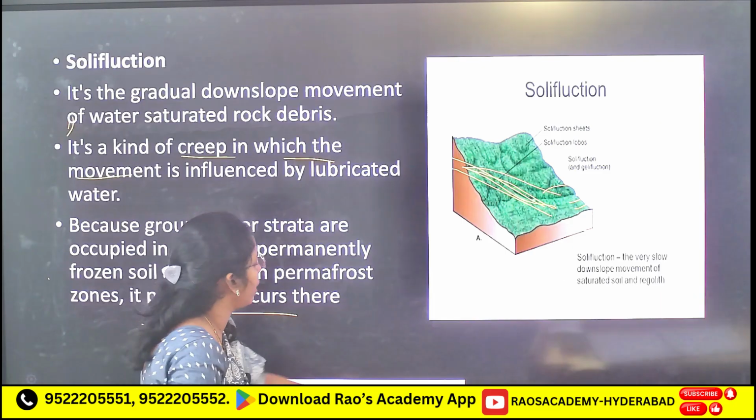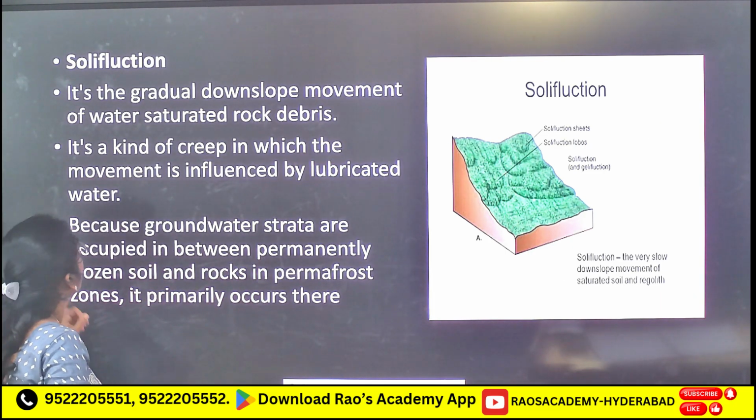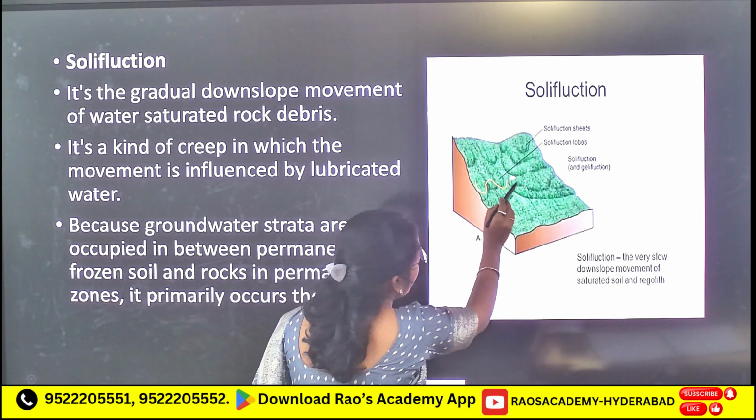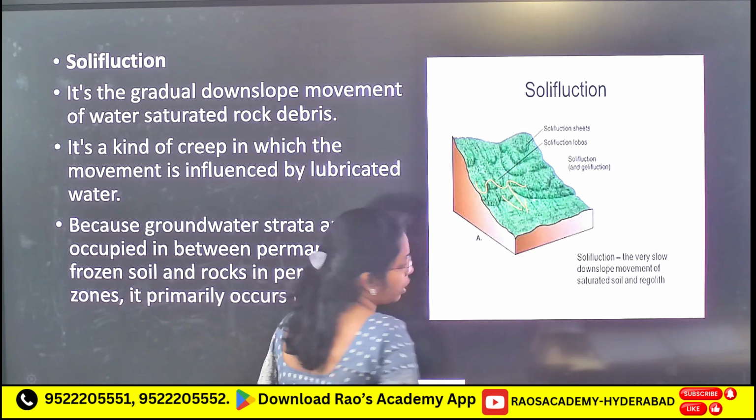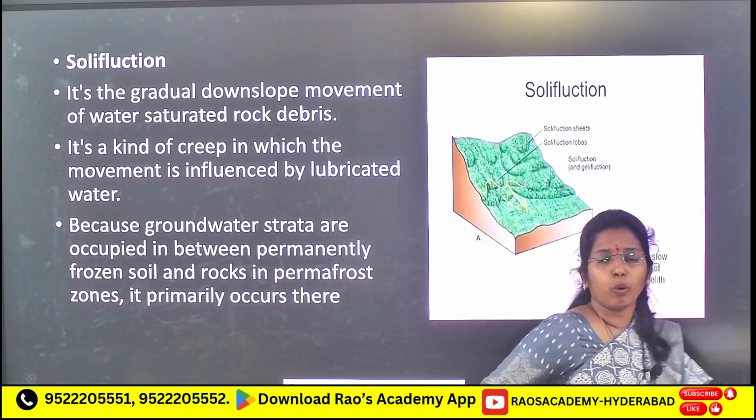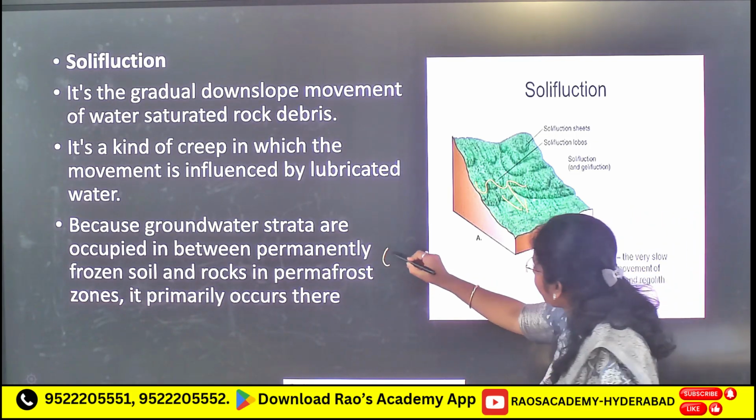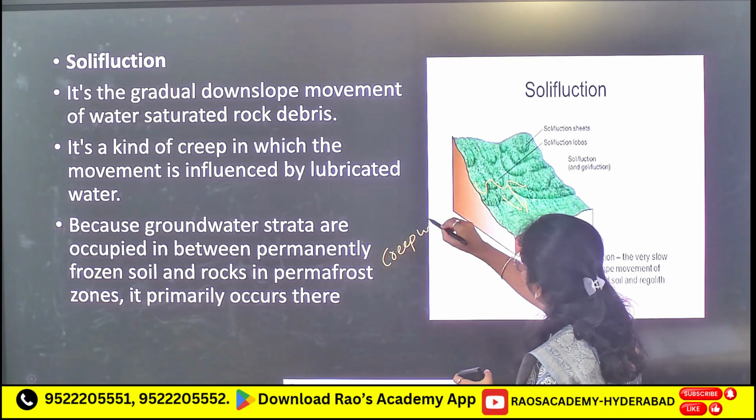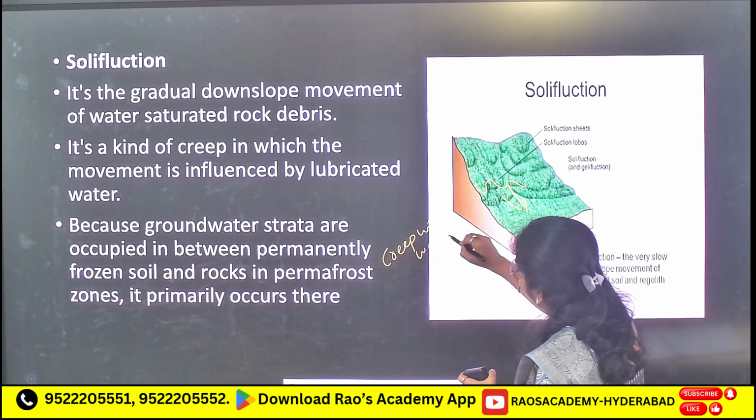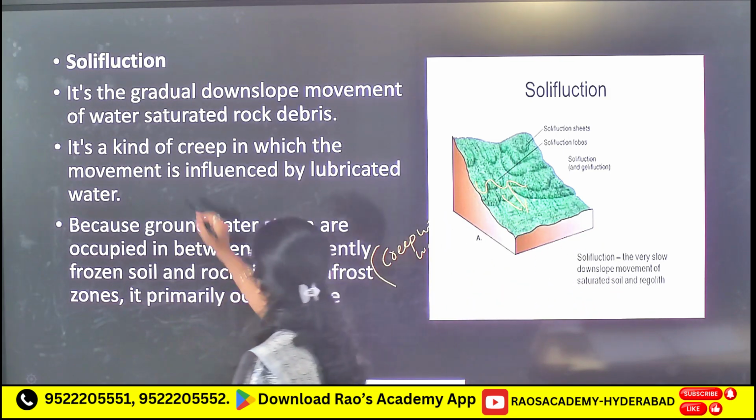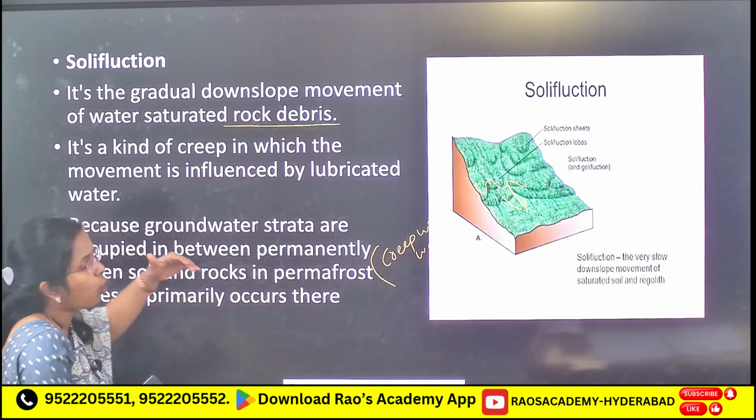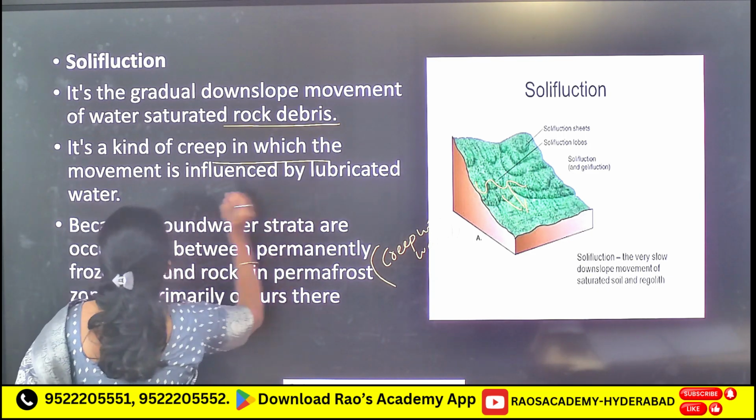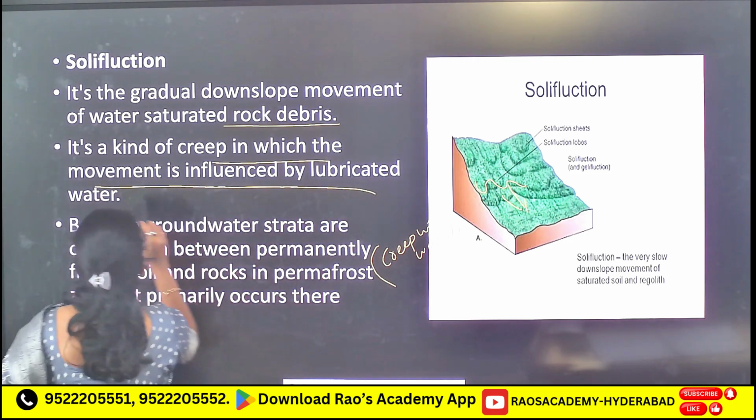Where it occurs: moderately steep slopes. Now, solifluction, the gradual downslope movement. Solifluction means a gradual downflow movement, simply a creep with water. Creep we have seen on gentle slopes. Creep with water, water saturated rock debris. Slow movement of this water saturated rock debris. It is a kind of creep in which the movement is influenced by lubricating water.